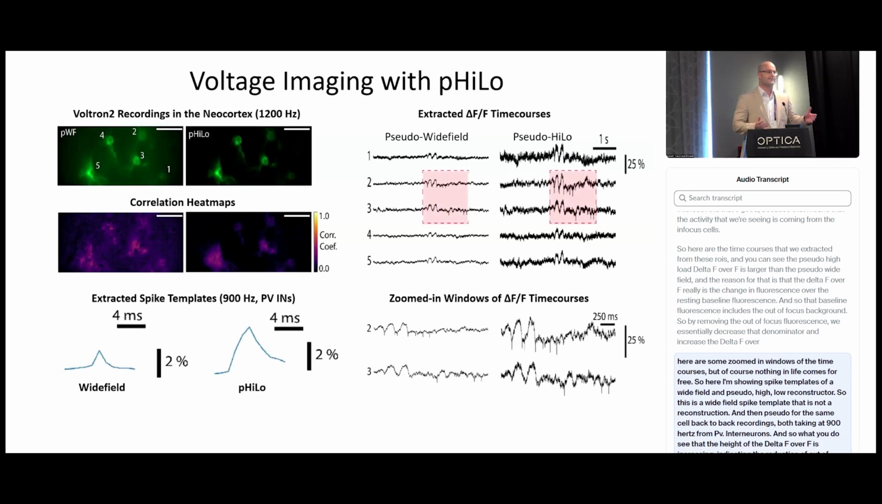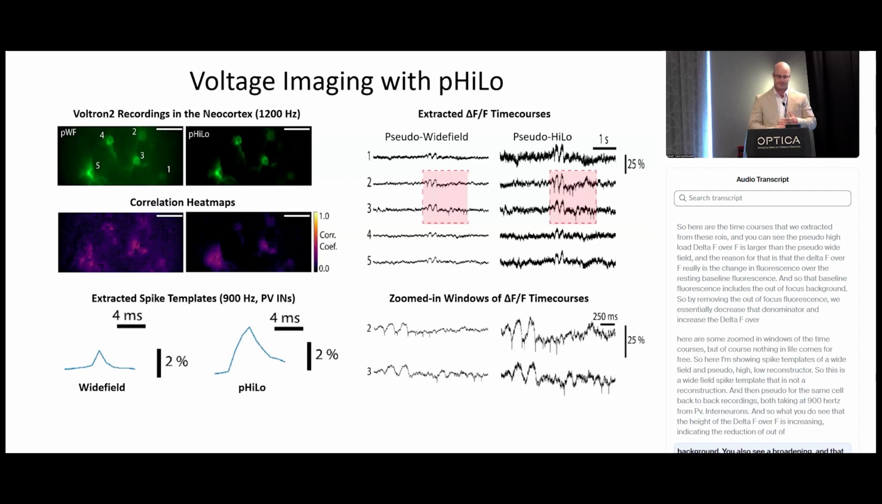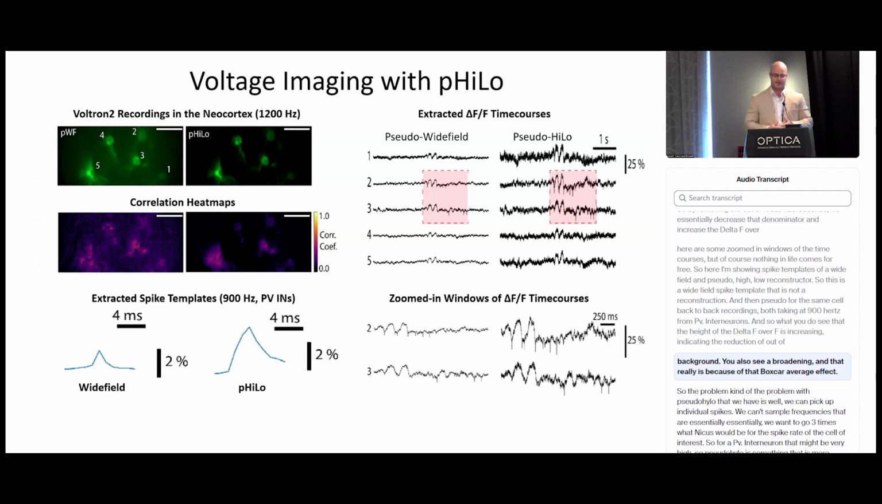But of course, nothing in life comes for free. So here I'm showing spike templates of a wide field and pseudo-HiLo reconstruction. So this is a wide field spike template that is not a reconstruction, and then pseudo-HiLo for the same cell, back-to-back recordings, both taken at 900 hertz from PV interneurons. And so while you do see that the height of the delta F over F is increasing, indicating the reduction of out of focus background, you also see a broadening. And that really is because of that boxcar average effect.